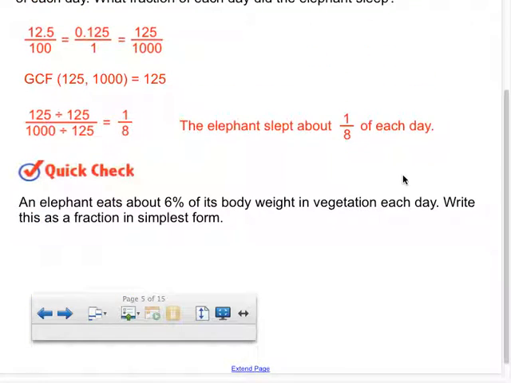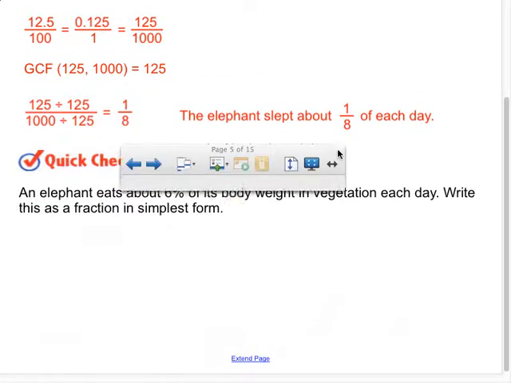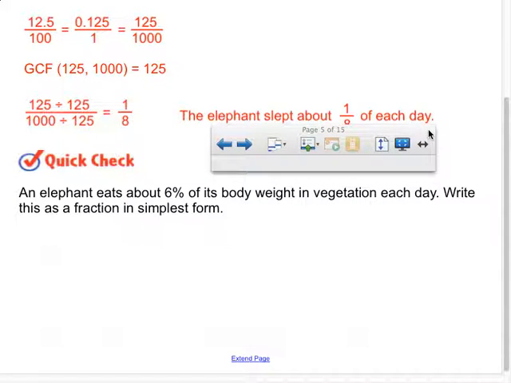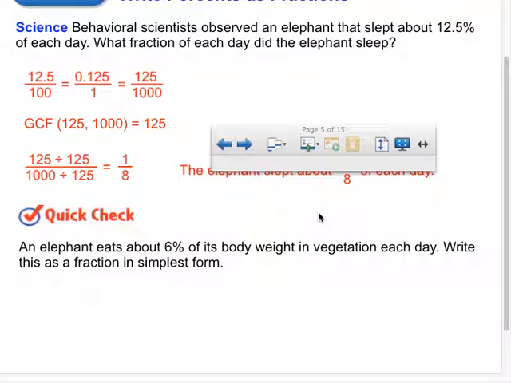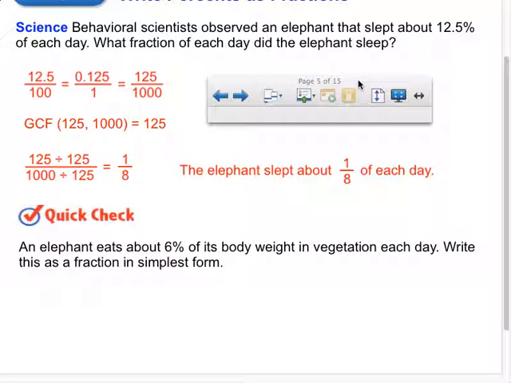So let's take a look. An elephant eats about 6% of its body weight in vegetation each day. Write this as a fraction in simplest form. So I gave you the example up top. Now you guys need to figure this out below.